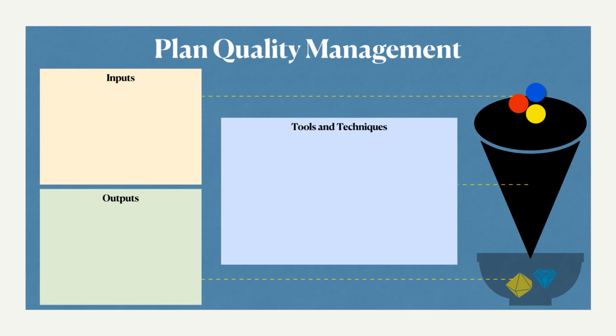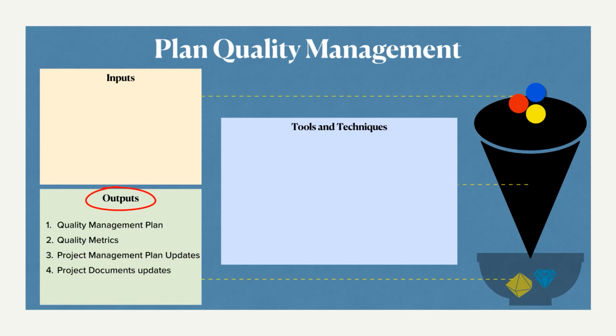So let's see what outputs we have to achieve. Starting with the quality management plan. As you can see, this is again a component of the final project management plan. We have 10 components, I keep repeating it, in the final project management plan, and the quality management plan is one of those 10 components.